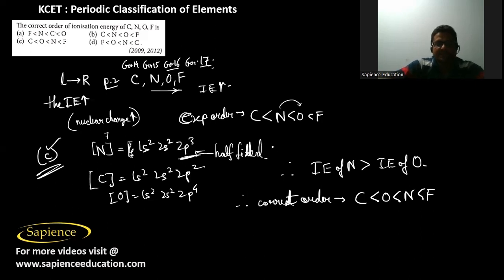Since here it is half filled electronic configuration, it is more stable. So since the nitrogen electronic configuration is more stable than the electronic configuration of oxygen, its ionization energy will also be higher than that of oxygen. So it will be harder to remove the electron from this 2p subshell than in case of oxygen. So in oxygen, it is easier to remove the electron from the 2p subshell.